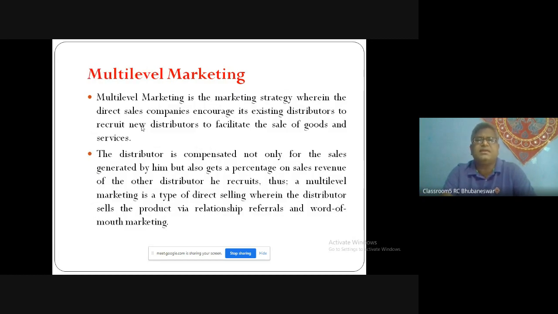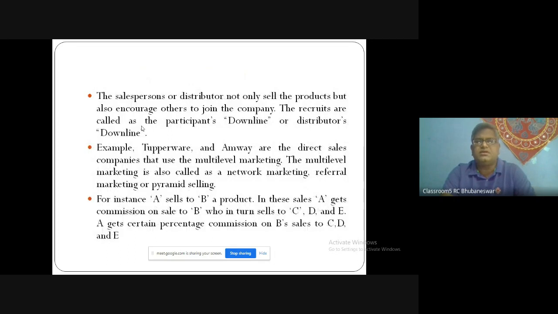And in multi-level marketing, there are multiple stages. There are different stages of sales revenue and distributors. Multi-level marketing is a type of direct marketing where distributors sell the product, through a referral system and word of mouth. Multi-level marketing is a strategy wherein direct sales are encouraged to the customer. The best examples are Amway products and Modicare products, or Tupperware. Direct sales through network marketing is also called multi-level marketing.